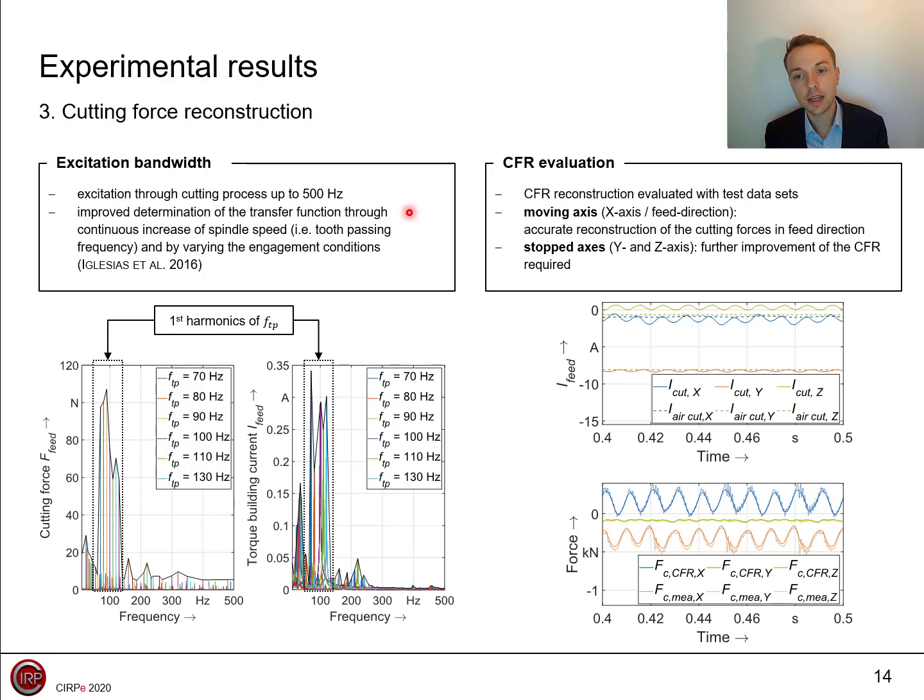showed that the determination of the transfer function can be improved through a continuous increase of spindle speed and by varying the cutter workpiece engagement conditions, because discrete excitation peaks, as seen here and here, are avoided and a richer excitation spectrum follows. These two assumptions will be evaluated in future studies.